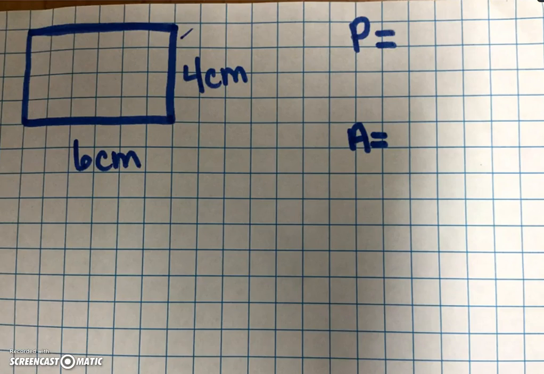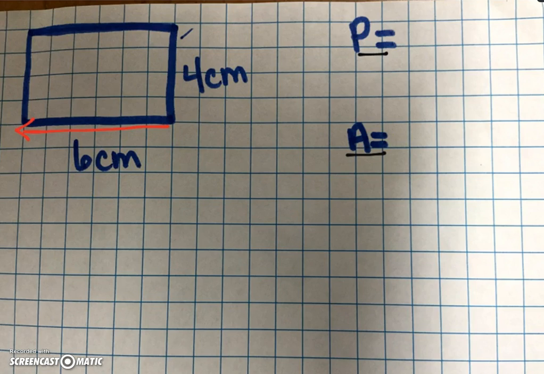Today we're going to be talking about area and perimeter. And I want to remind you what they are. Perimeter is going to be the distance around a figure, while area is the space covered inside of the figure. So perimeter is literally talking about the outside. So I have 6 centimeters here.